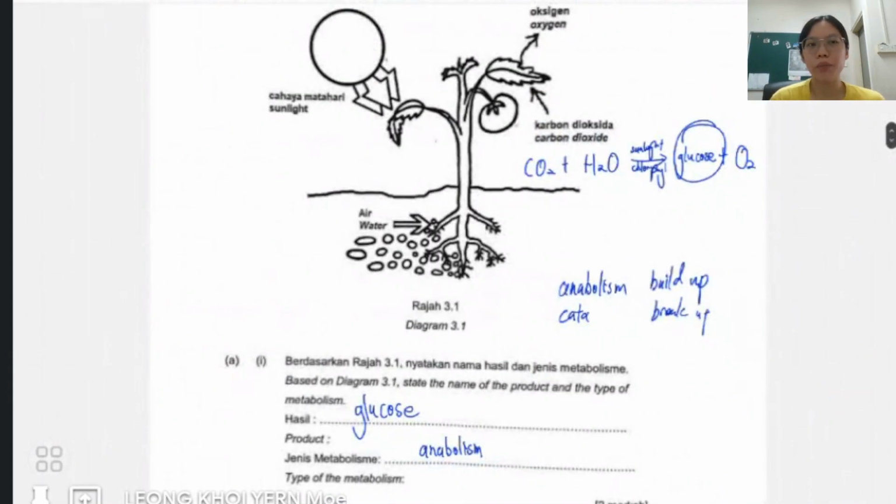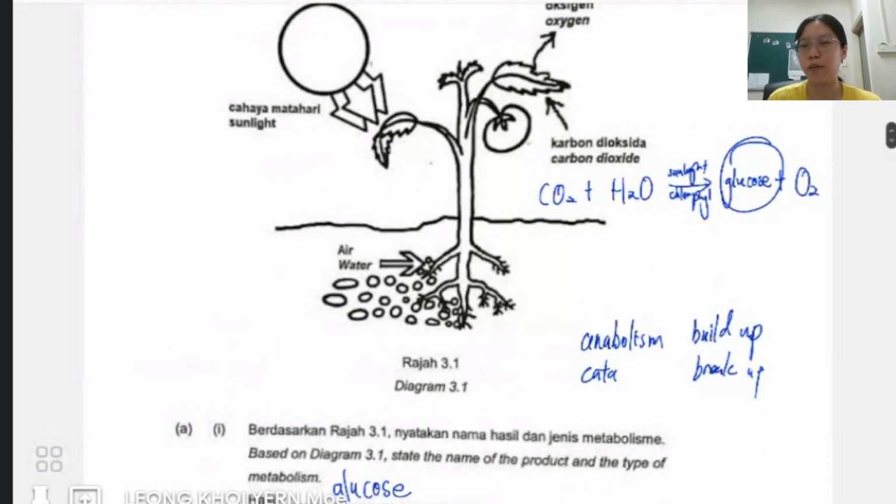Because glucose is the main product the plant actually requires to use. Oxygen is also a product, just that it will be released to the surroundings because oxygen is not required for this plant, so they just release it to the surroundings. So it's actually called a metabolic byproduct.